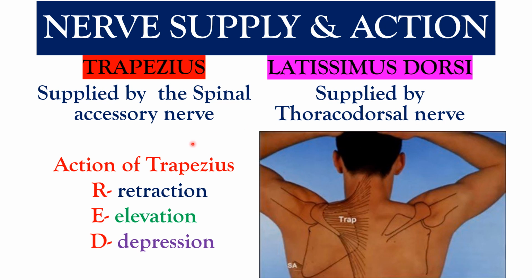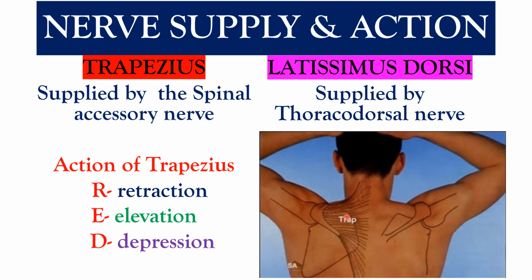Now let's look at the action of the trapezius muscle. I've used an acronym to represent the action of the trapezius muscle: RED. R stands for retraction, E stands for elevation, D stands for depression.